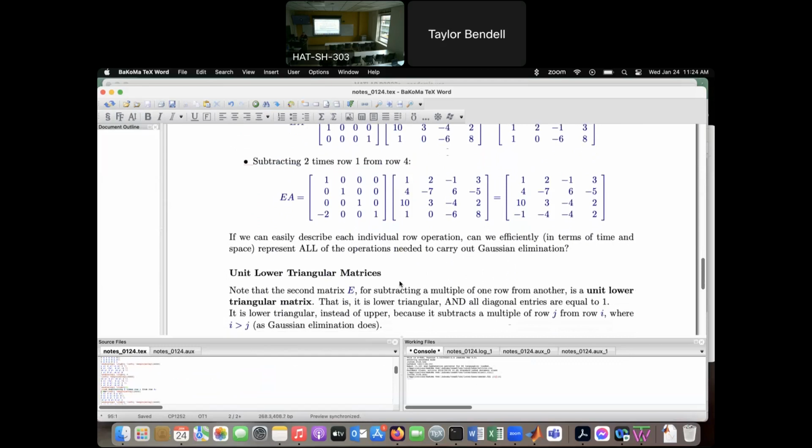Now we've seen lower triangular matrices. Those are all those matrices where everything above the diagonal is 0. A unit lower triangular matrix is lower triangular and all the diagonal entries are equal to 1. This matrix right here is an example of a unit lower triangular matrix because everything above the diagonal is 0, we have all 1s on the diagonal, and then whatever is non-zero below the diagonal.